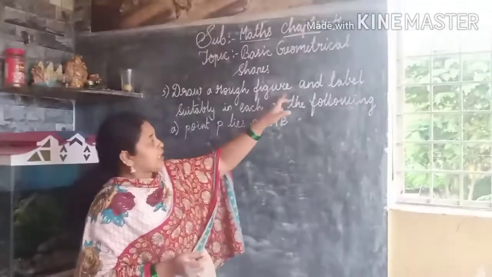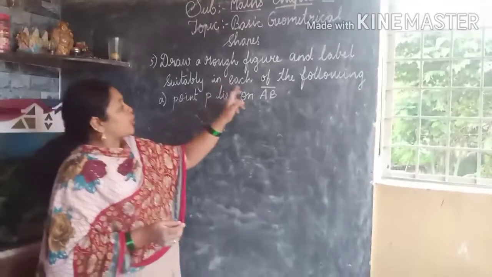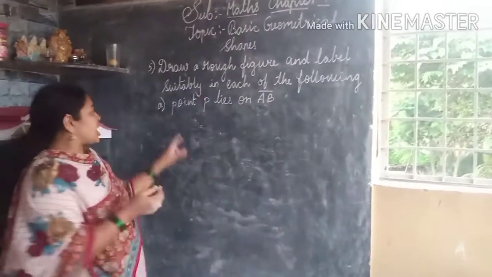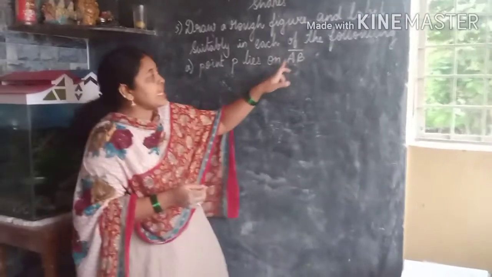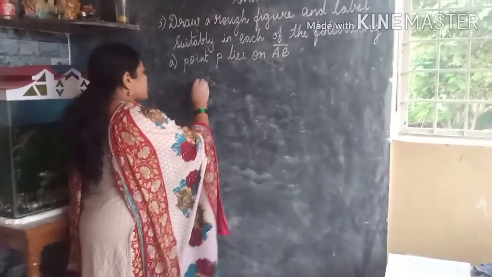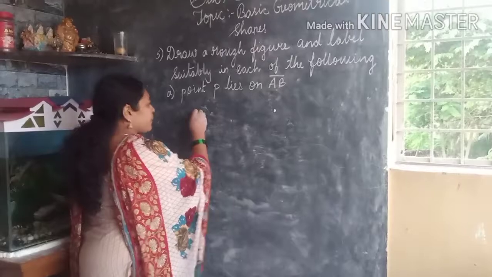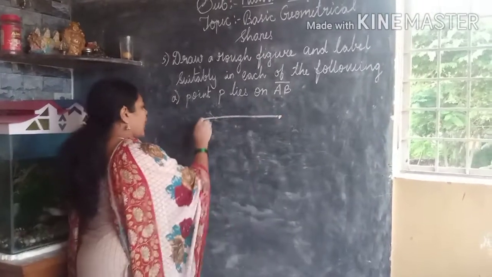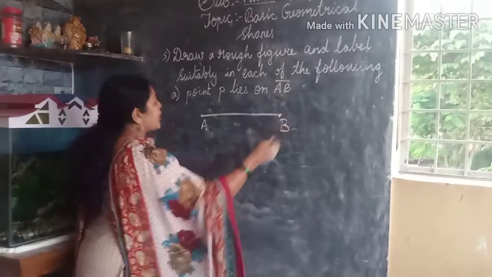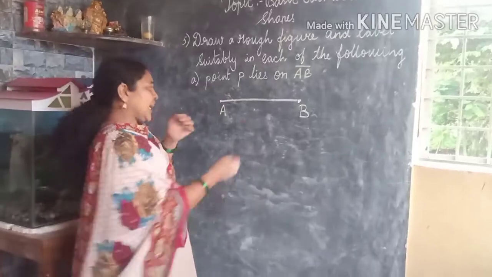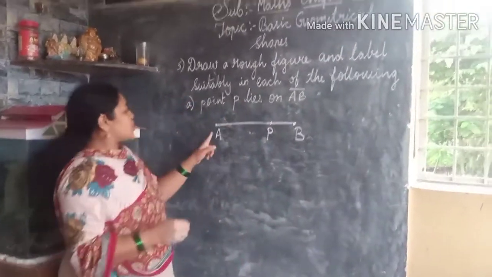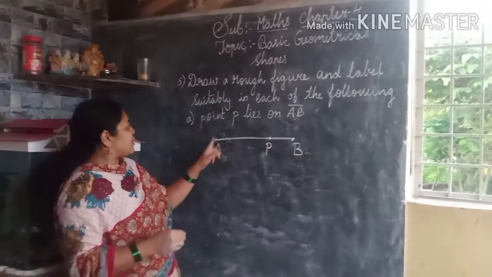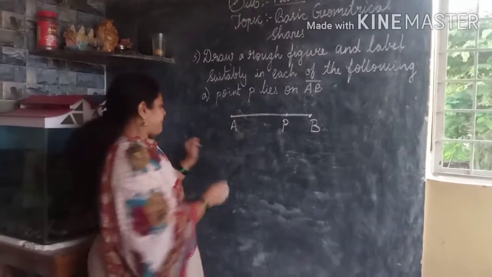Draw a rough figure and label it suitably for each of the following. So let us start with the first one. Point P lies on AB. AB is a line segment. So let us draw a line segment AB. So A, B. We should have a point lying on AB. So let us put a point P. That's all. So on a line segment AB, we should have a point P lying.